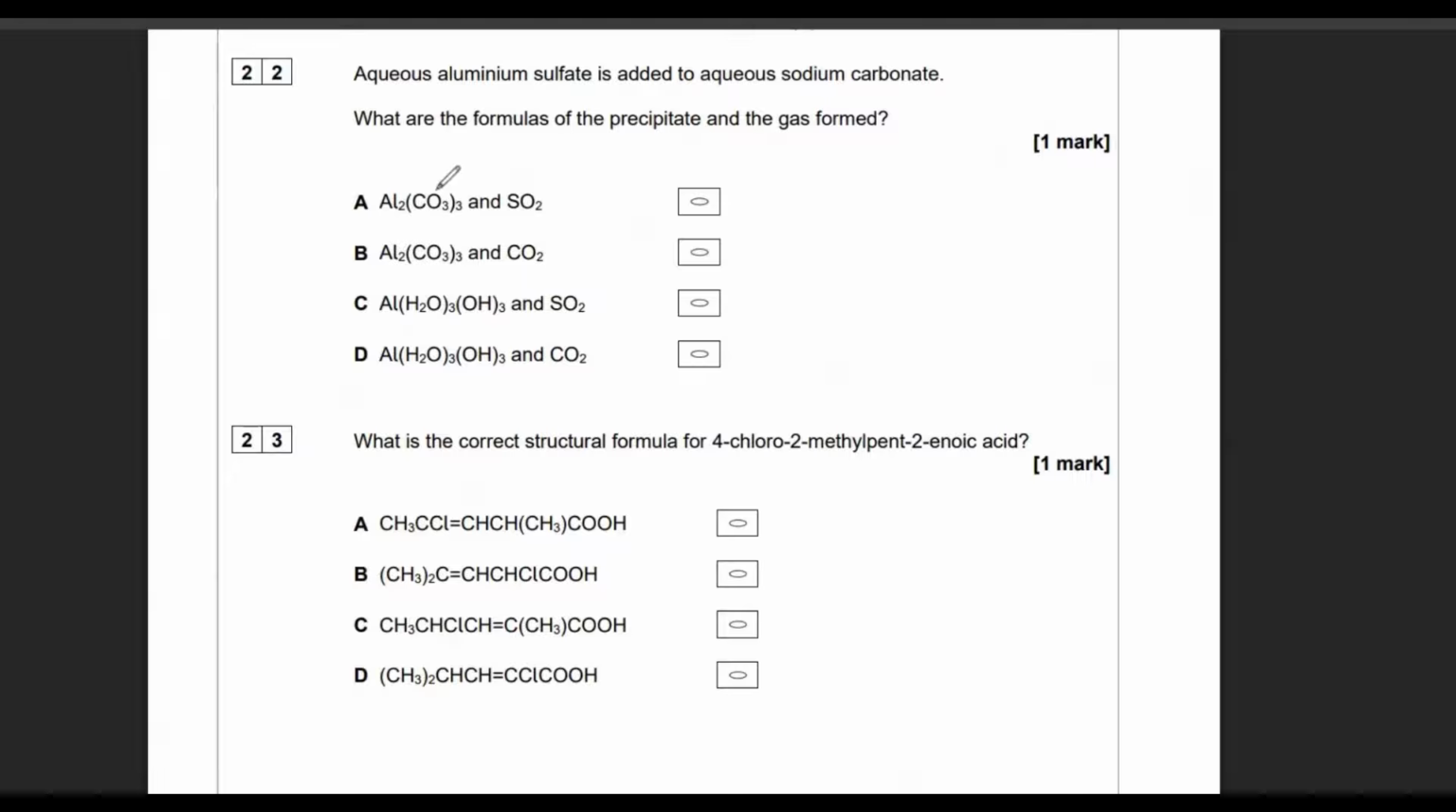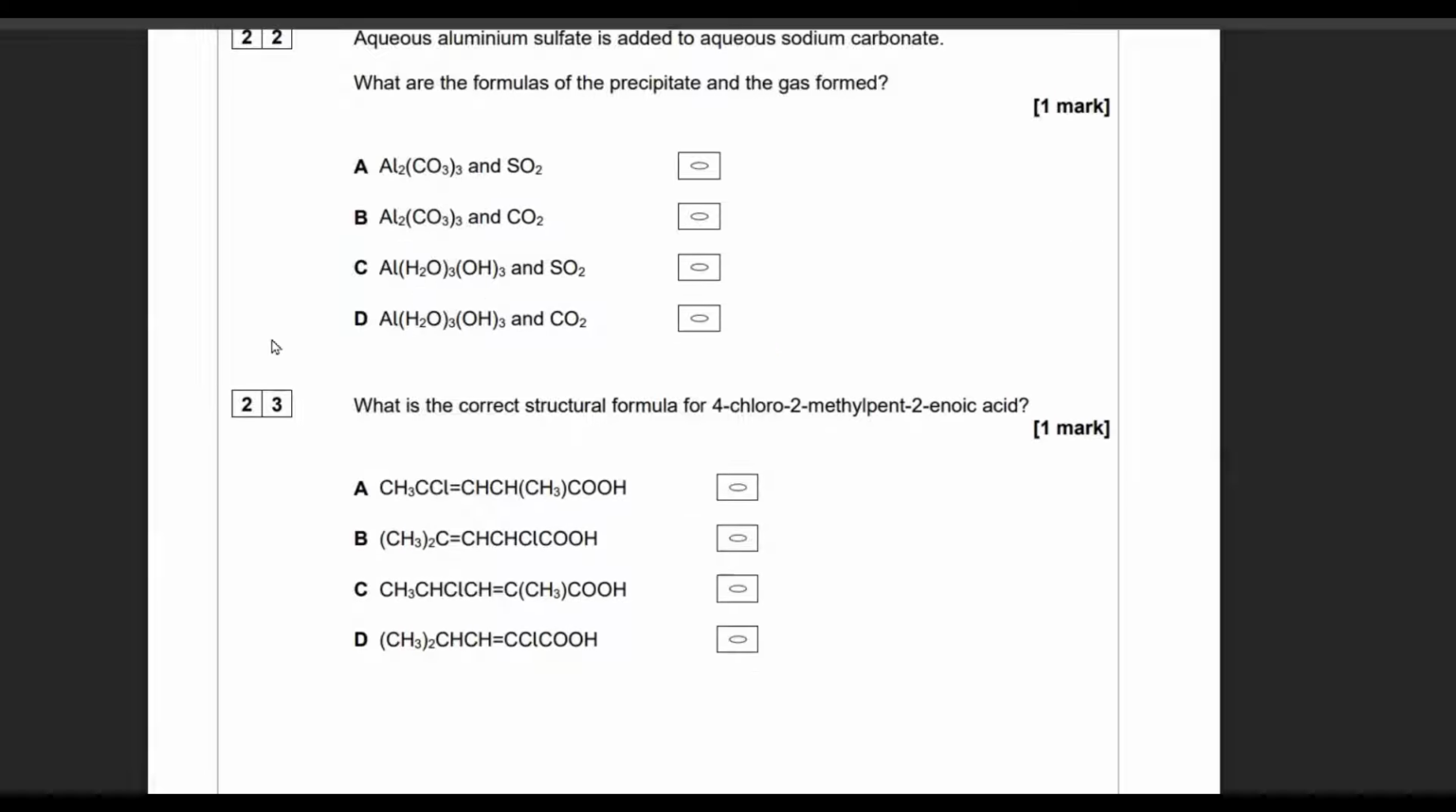Aqueous aluminium sulfate is added to aqueous sodium carbonate. What are the formulas of the precipitate and the gas formed? This is just one of those where you've got to know your complex ions, all the substitution kind of reactions. So you've got to know those off by heart. So it's going to be either one of these two, and you don't get sulfur dioxide given off. So it's this bottom one, D. You just need to learn these off by heart. I suggest making revision cards of all the ones on your spec.